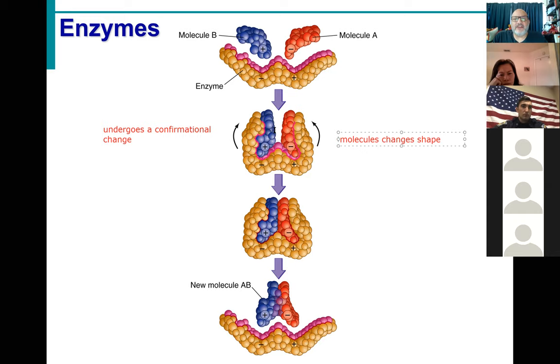Notice when it changes shape, it brings the two molecules together, facilitating the binding of those molecules, and a new molecule has formed. Notice once that chemical reaction takes place though, our enzyme unwinds and it is now back to exactly what it was before. It is dynamic in the process, but it is unchanged in the process. And so this enzyme can be used hundreds, if not thousands of times.